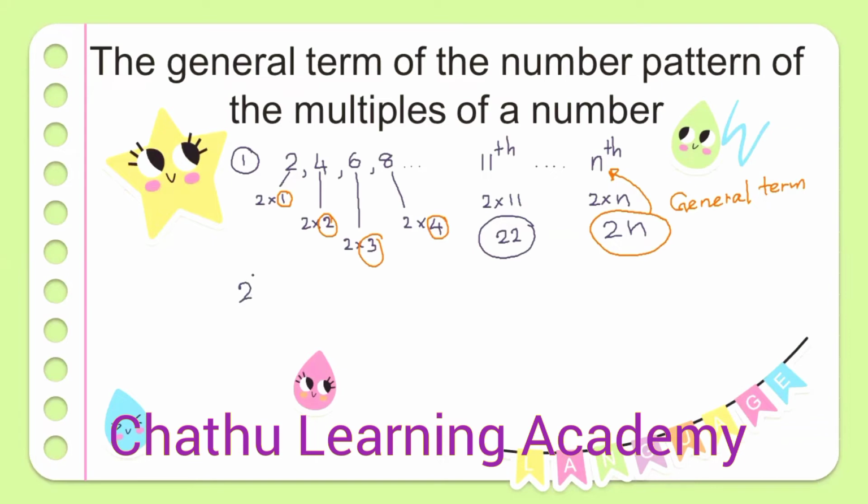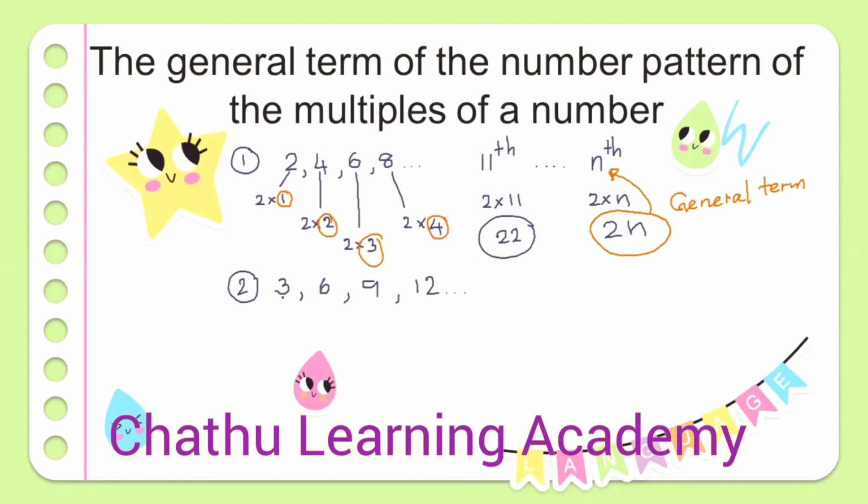Now look at this second example. Here I will write the multiples of 3. Then what is the first term? It should be 3. Second one, 6. Third one, 9. Fourth one, 12. Likewise you can continue.